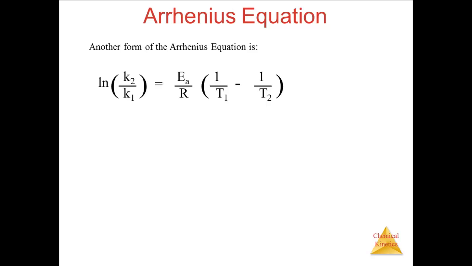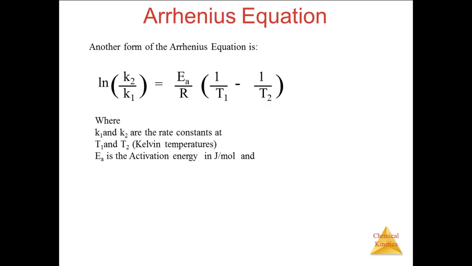Another form of the Arrhenius equation is this form, which is produced by subtracting the equation at one temperature from the equation at another temperature. Note that the frequency factor is gone from this form. In this equation, K1 and K2 are the rate constants at Kelvin temperatures T1 and T2. E sub A is the activation energy in joules per mole, and R is the gas constant, 8.3145 joules per mole Kelvin. There is one problem on graphing and using the Arrhenius equation on the problem sheet for this lesson.